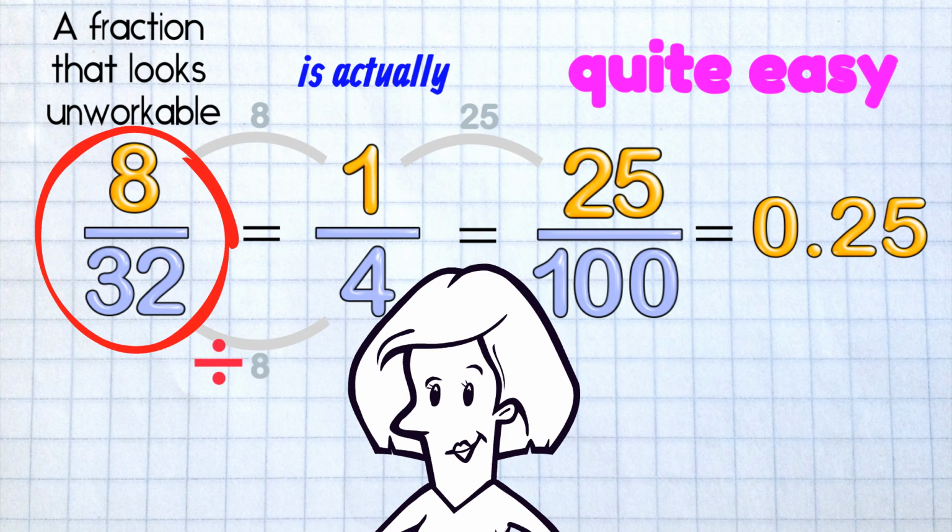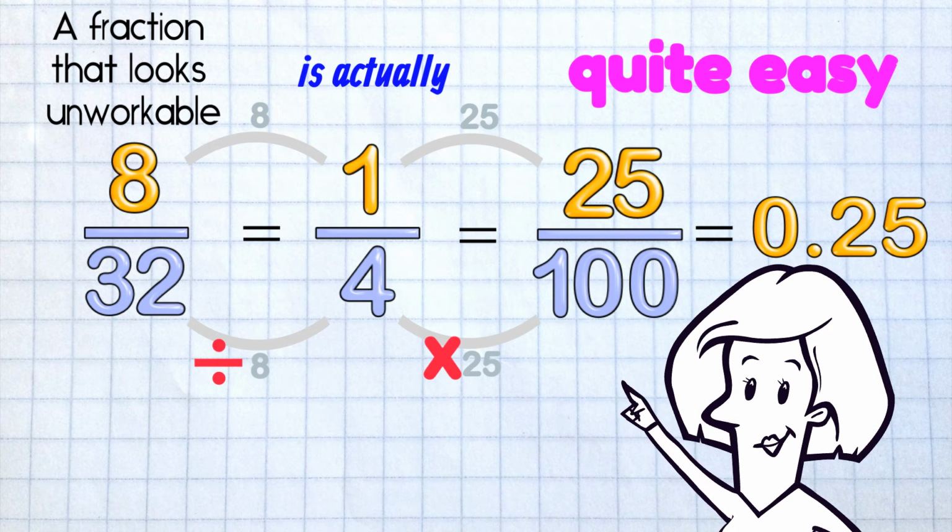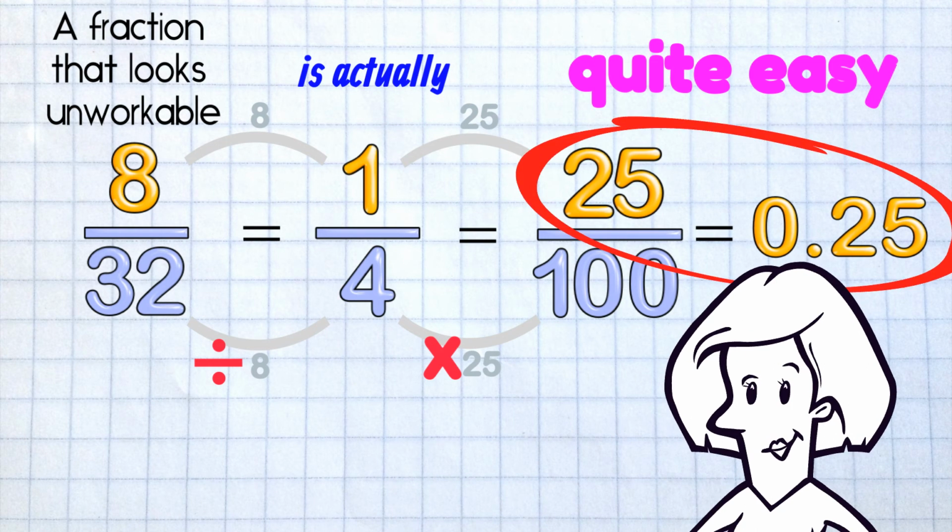We've just seen that a fraction that looks unworkable is actually quite easy. First, we reduced our fraction, and then we made a new equivalent fraction by multiplying, and that got us a base 10 denominator. And from there, it's easy to make a decimal.